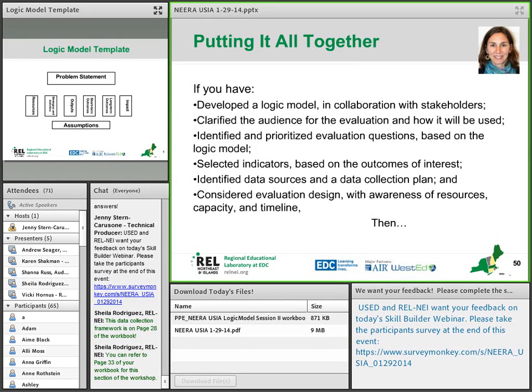Then you've identified and prioritized your evaluation questions based on the logic model, and you've thought about, okay, we can't do everything, so what will we use? What do we need to know versus what would be just nice to know, and you've clarified that. You've gone through the whole process of selecting your indicators based on your outcomes of interest, and thinking about where you need more than one indicator versus where one indicator would suffice. You've identified your data sources and you've built your data collection plan. You've done a lot here. And you've considered your evaluation design with the awareness of resources, capacity, and timeline. So you've done quite a bit of work in preparation for your evaluation.